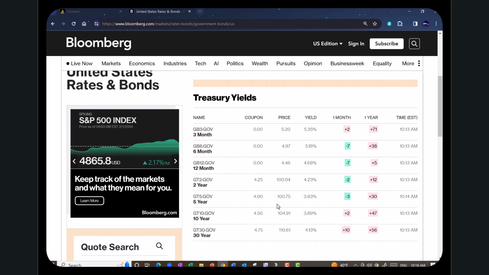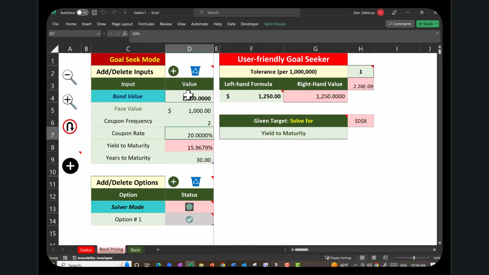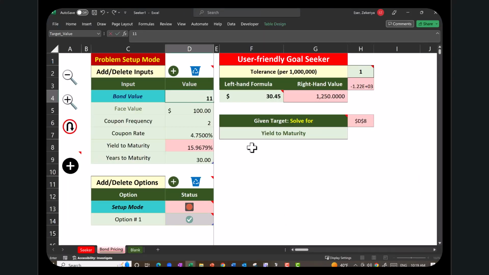But we know the coupon rate, we know the price, and for Bloomberg, the face values are 100. So let's figure out the yield on the 30-year bond. It's 4.75, and price is 110.61. If you're gonna change a lot of stuff, go to setup mode first. Face value 100, coupon rate is 4.75, and bond value is what? 110.61. It's a 30-year bond.